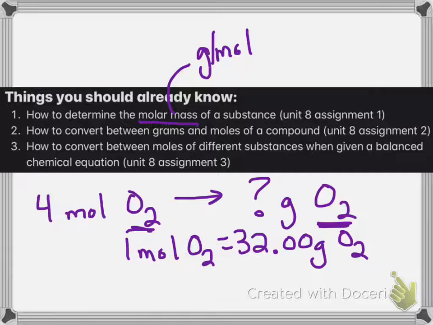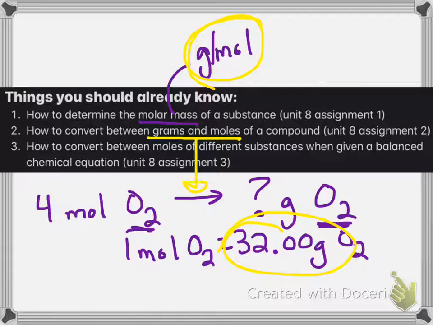The second one says how to convert between grams and moles of a compound. And so the molar mass is how to find this 32 grams per mole, and then converting between grams and moles is what we just did here. So we're converting between moles and grams, or we could go the other way and convert from grams into moles.